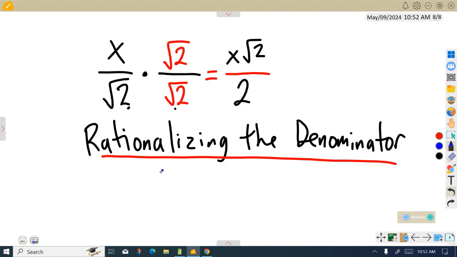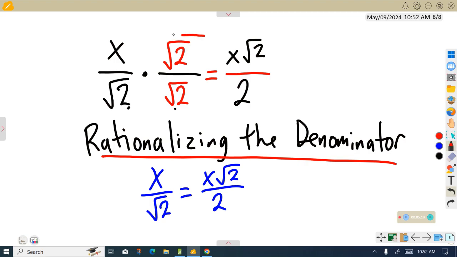So what's going on over here is that we got x over root 2 equals x root 2 over 2. These two things are the same. They look a little different, but you guys got to realize they're the same. Why are they the same?